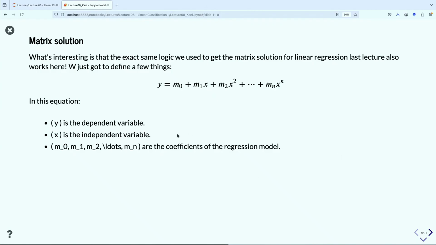Namely, we have a particular polynomial function here. We have y equals the fitting parameter times 1. This is basically the bias b, plus m1 times x to the 1, plus m2 times x to the 2, m3 times x to the 3, all the way up to mn times x to the n. And as we know, x is the independent variable, y is the dependent variable, and m0 through mn are the coefficients of the regression model.